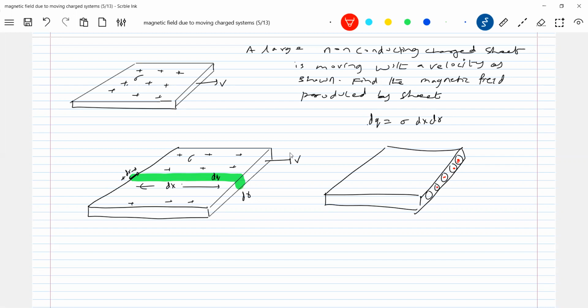Rate of flow of charge should be what? It should be the current too. Look at the green color region, the charge is there, the charge is in motion. And what is v? We can write dx by dt from the geometry. Let me apply Ampere's loop. So where is the Ampere's loop? I'm going to bring the Ampere's loop like this.